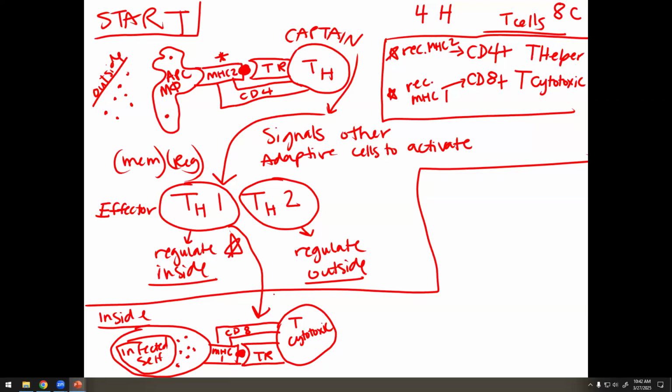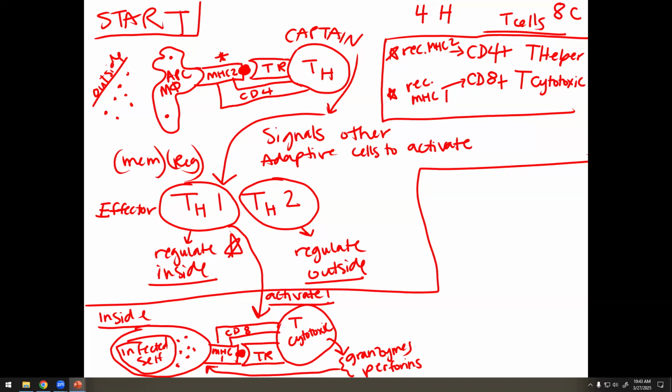Then, once we get this activation signal from the TH1 saying we can do stuff, then the cytotoxic T cell will make things called granzymes and perforins. What do you think perforins do? They perforate. Okay, so they make holes. And so the granzymes and the perforins here are going to come over here to this cell, poke holes in the infected self cell, and then the granzymes are going to digest everything inside of that self cell and kill it.